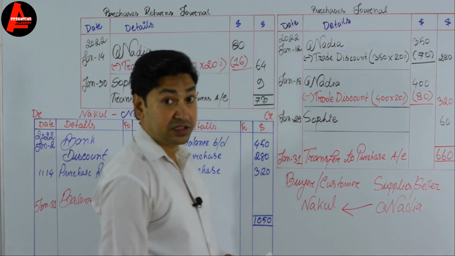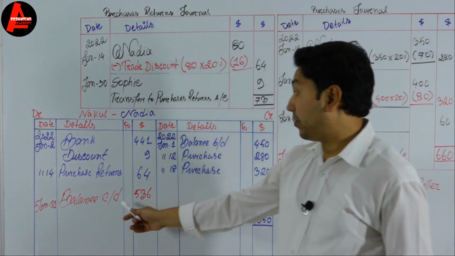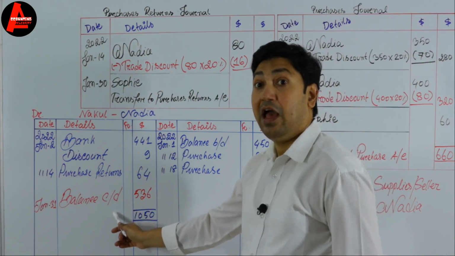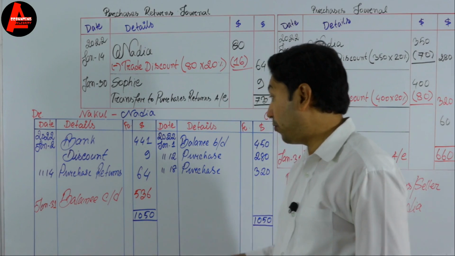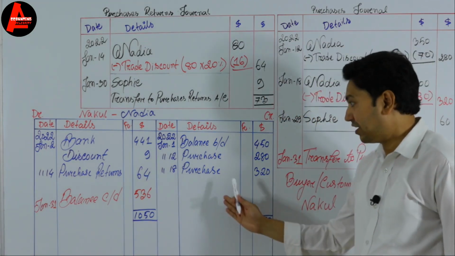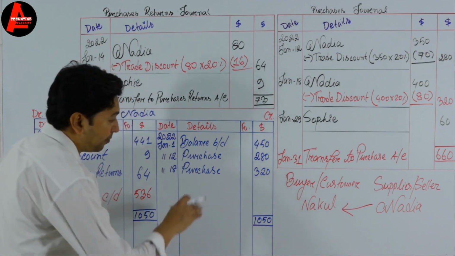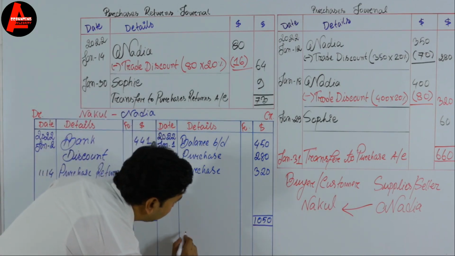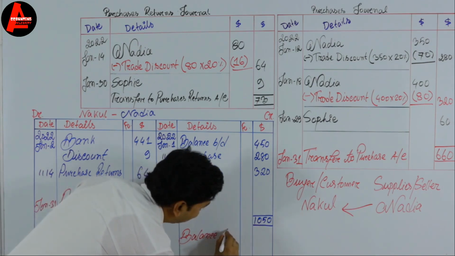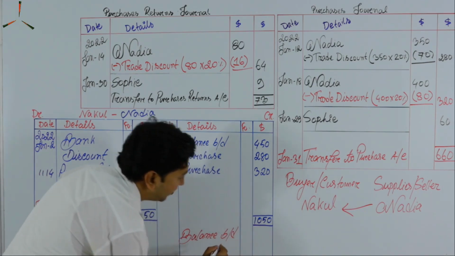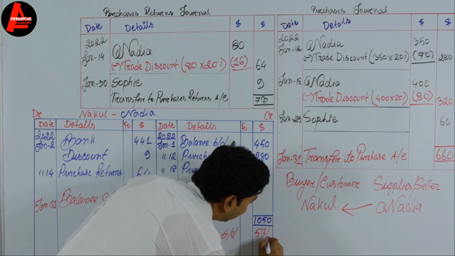This is not over. We need to bring down this balance. How to bring it down? It is also simple. We write balance c/d on the debit side, and balance b/d, meaning balance brought down, will be on the opposite side. We have to write it below the total. So here we write balance b/d, b/d stands for brought down, $536.